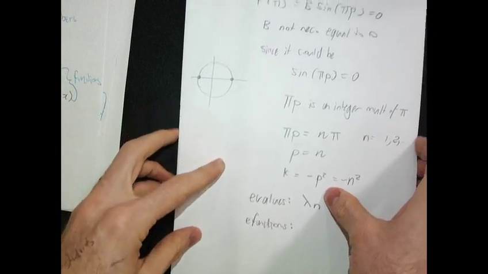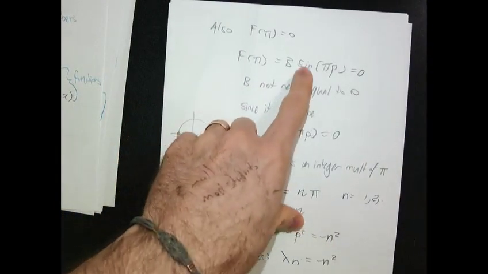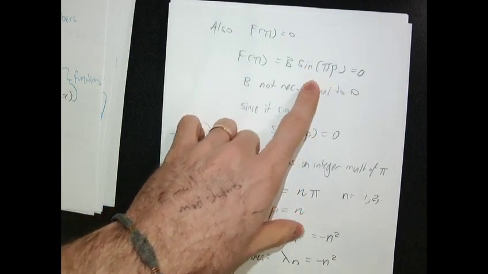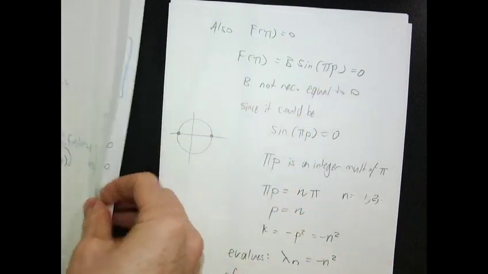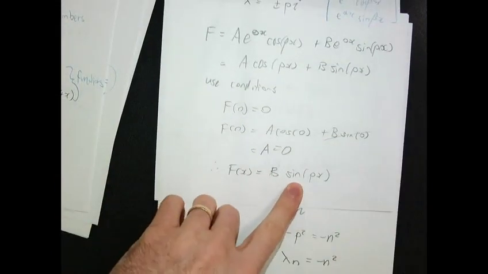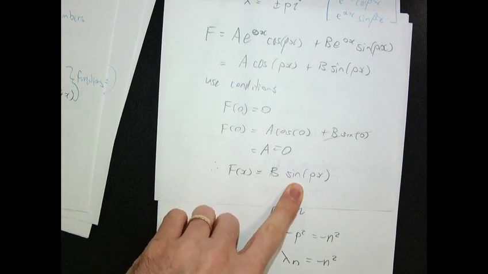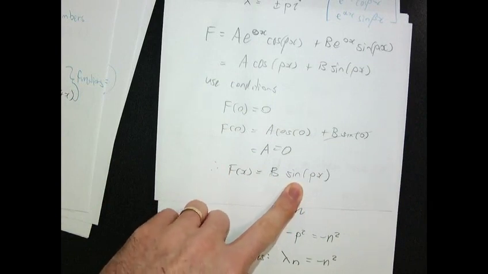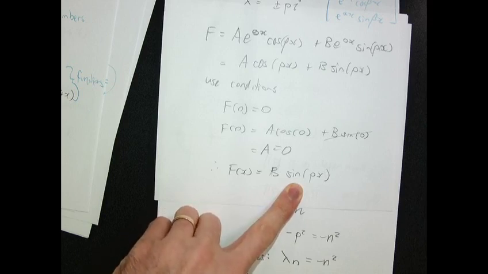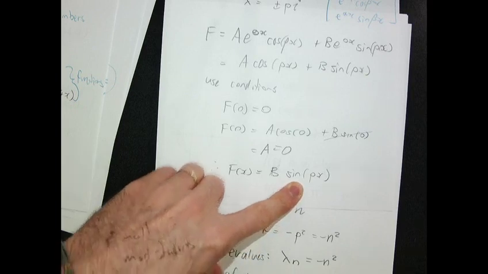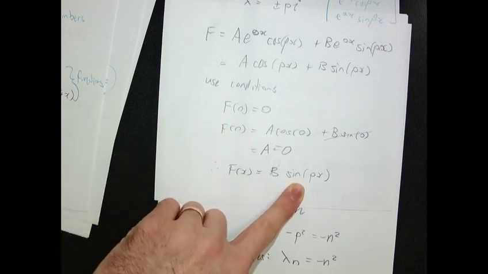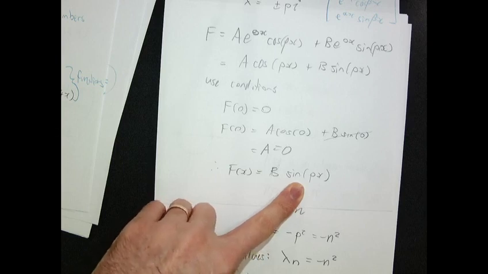Look back here. F is b sine px. That is my solution. One more step. F is b sine px. That's what f of x is, based on the information I have so far, because I couldn't figure out what b was. And I know what p is now. It's n. And so they're my functions that go with the value of p. So they are my eigenfunctions.